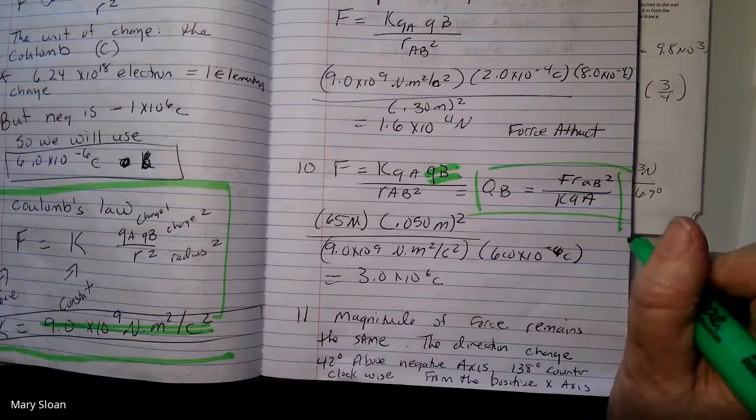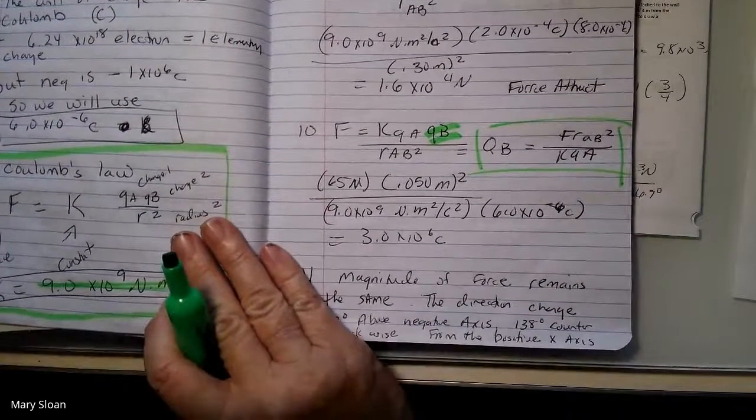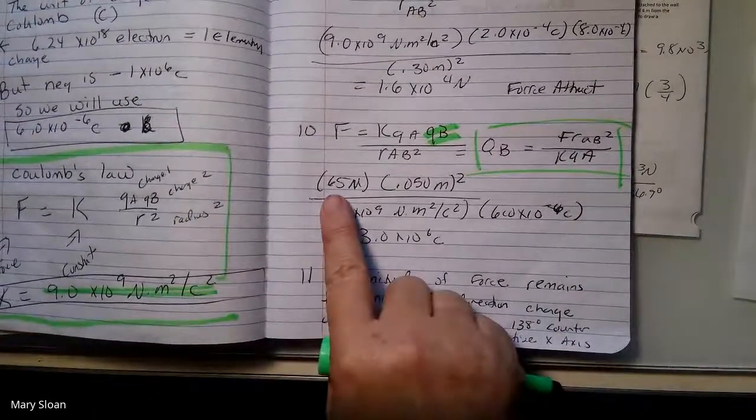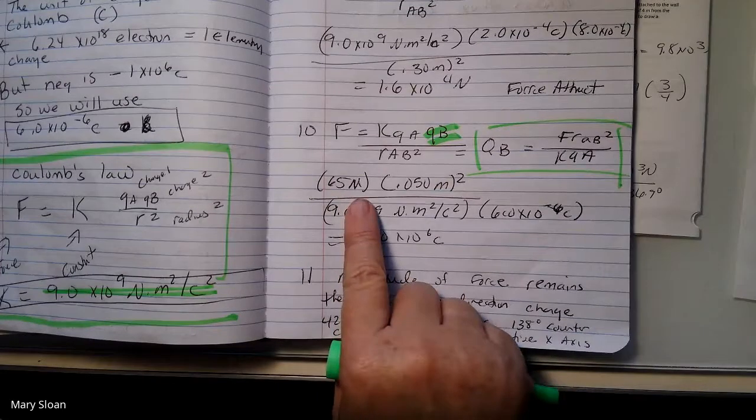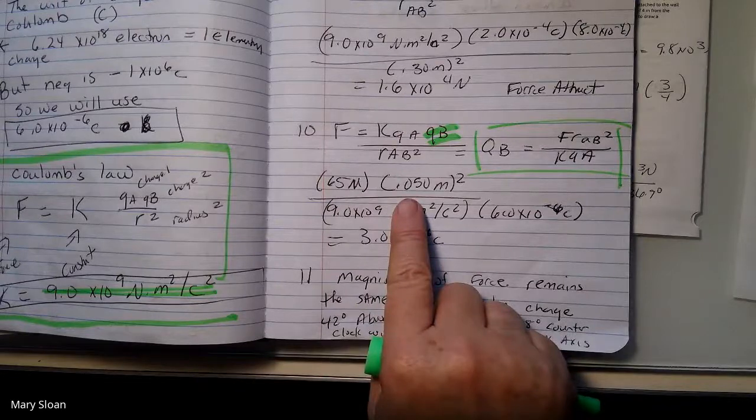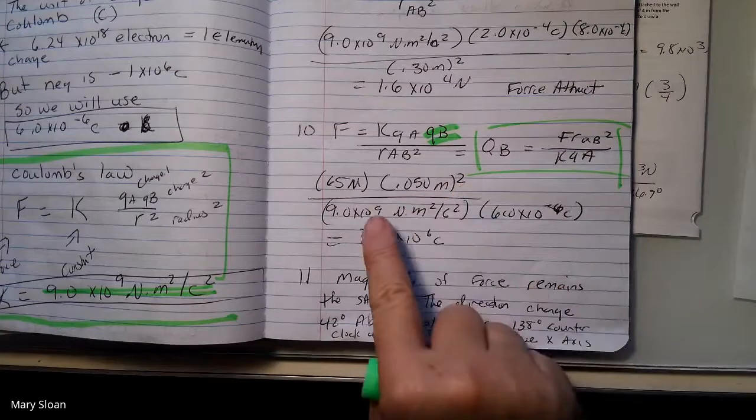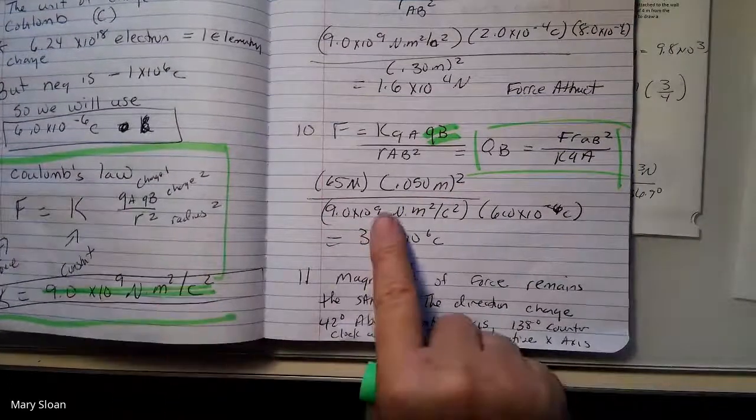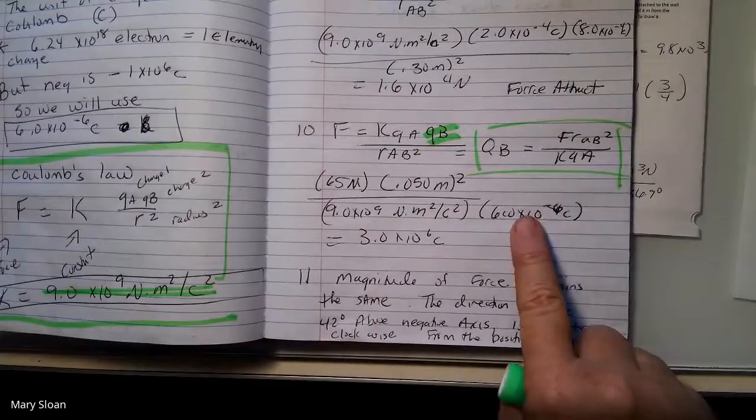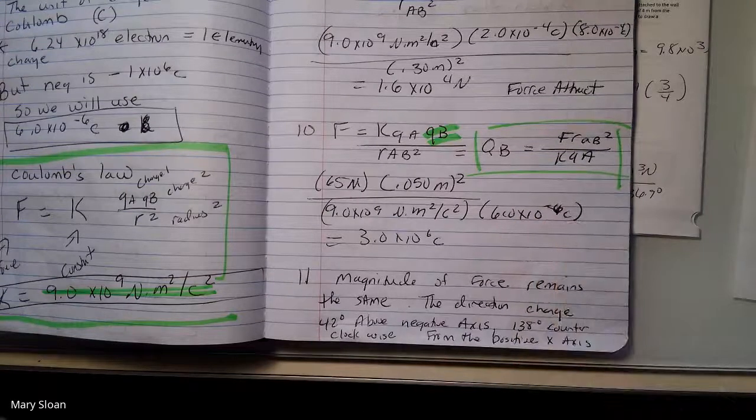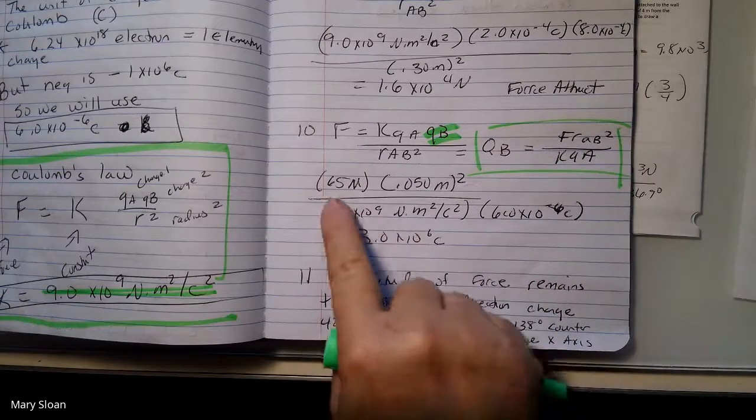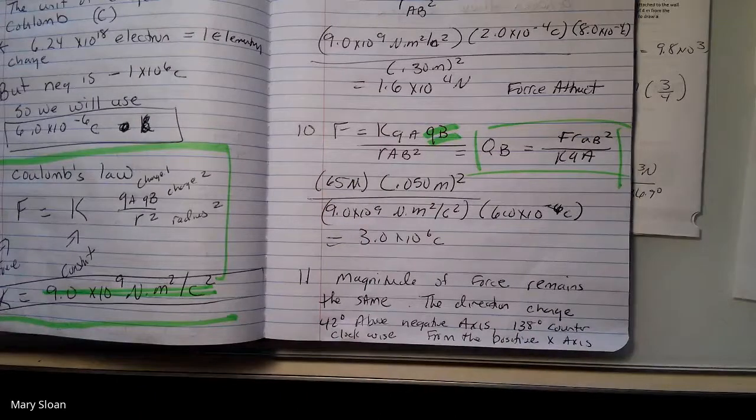To be able to get that, you're going to take 65, and that is 65 newtons, our attractive force. We're going to multiply that by 0.50 meters away, that's our distance to the second charge, and we're going to square it. We're going to take our K constant and times that by our QA. And it says in our book that it's negative 6.0 times 10 to the negative 6. And what we're going to do now is put that in our calculator.